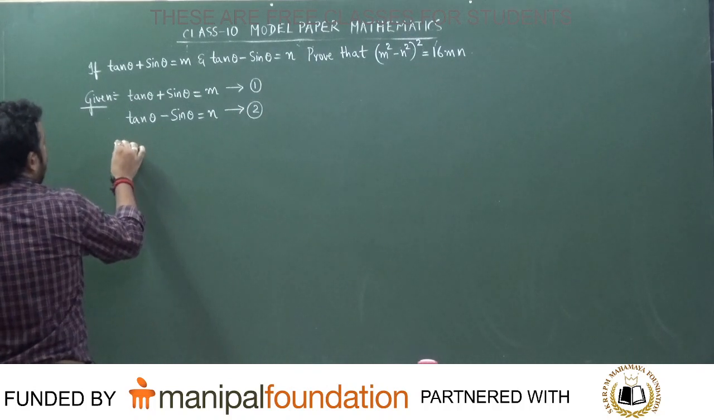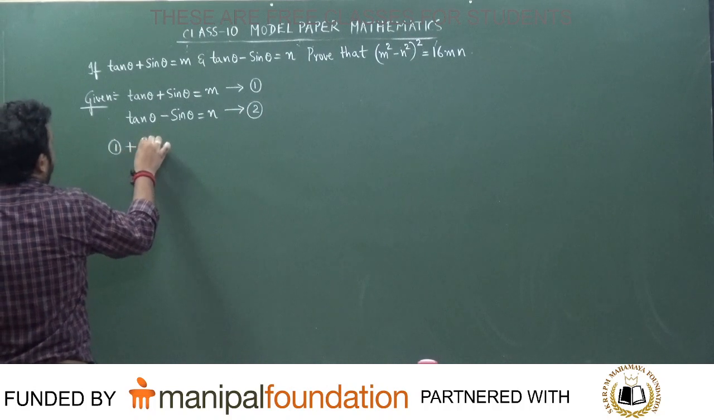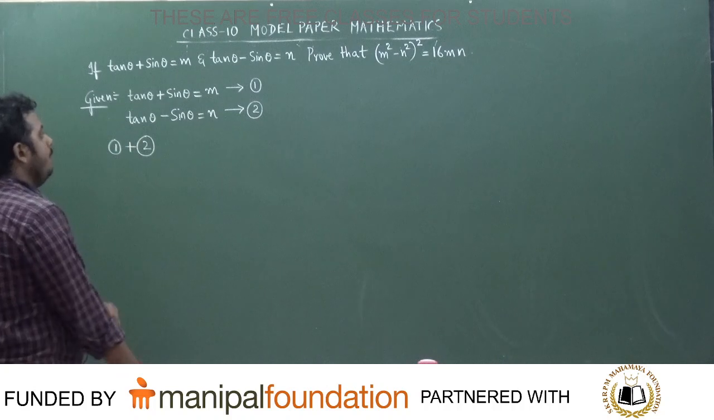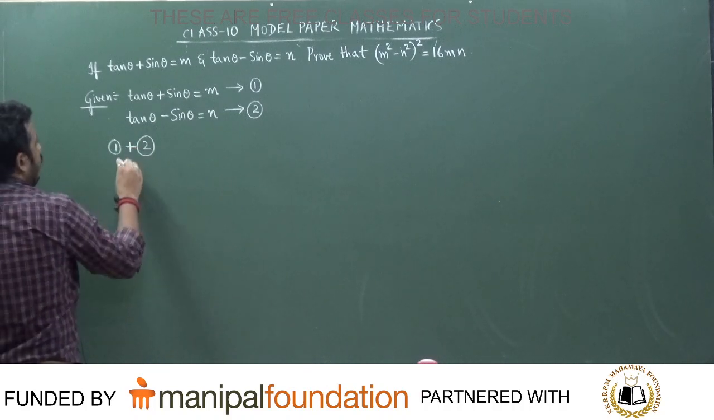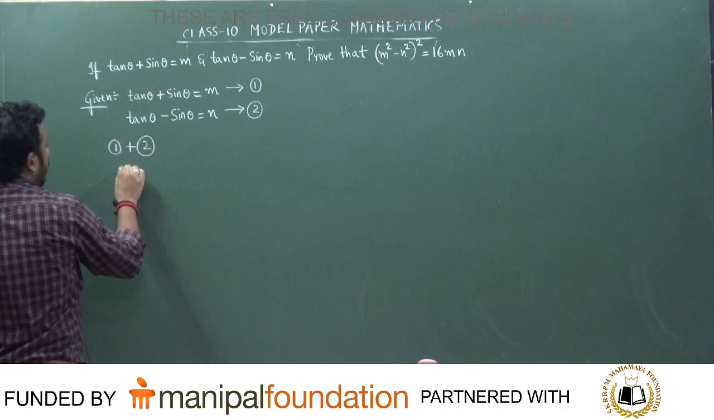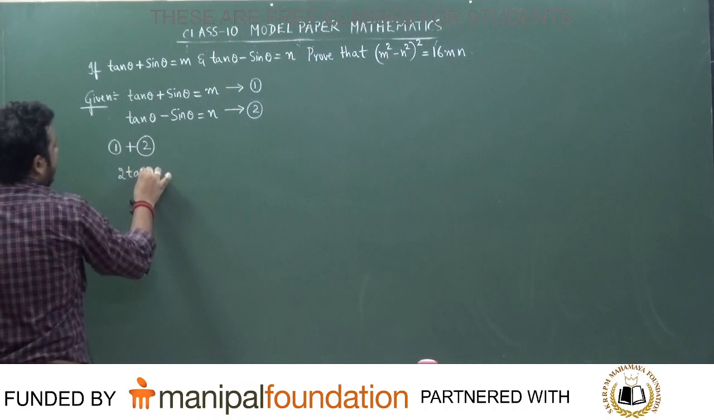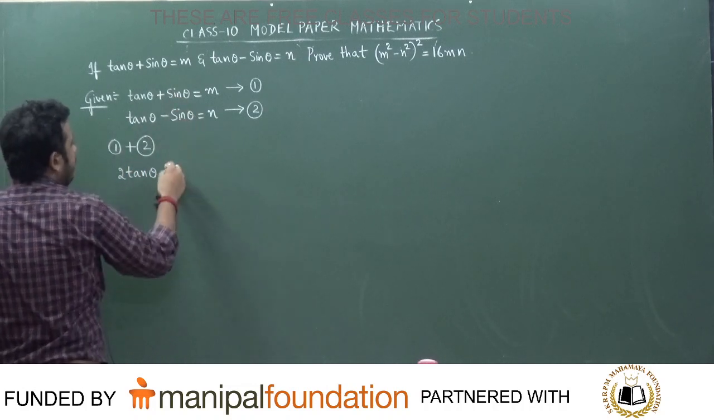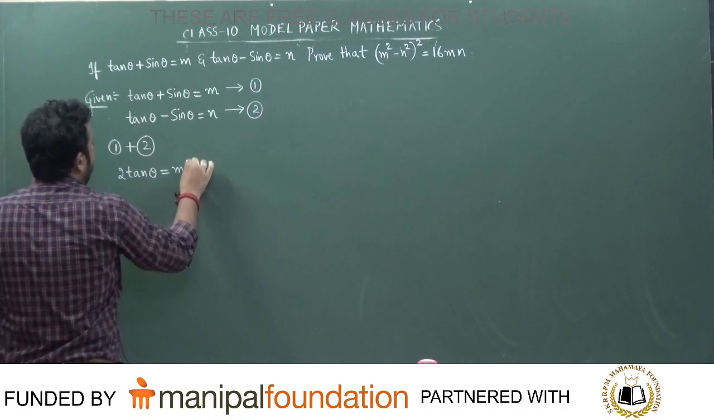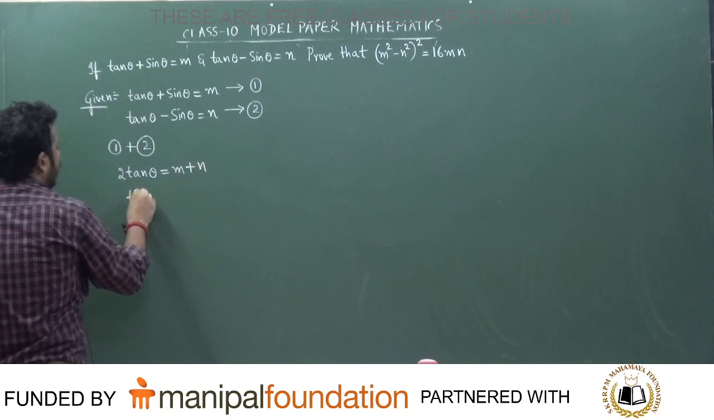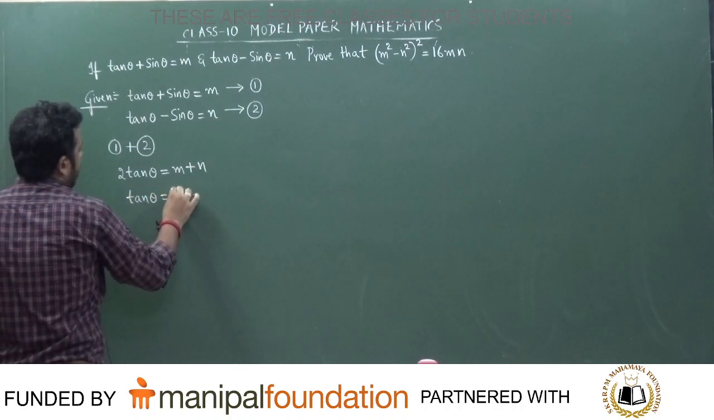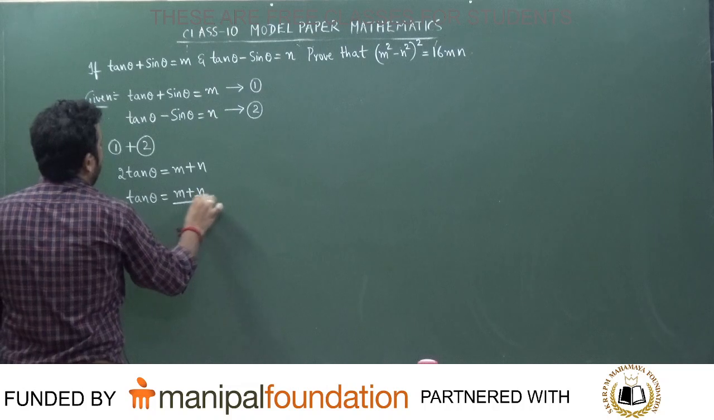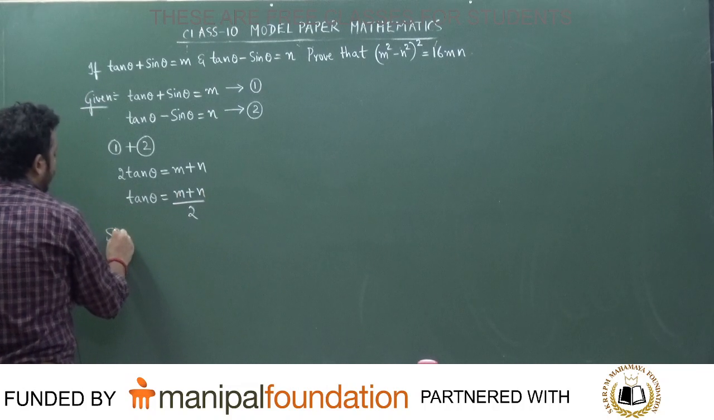First you do equation number 1 plus equation number 2. So can you tell me what is the value of equation 1 plus equation 2? When you do, you will get tan theta plus tan theta, 2 tan theta, plus sin theta minus sin theta will get cancelled. What is the answer that we get? m plus n. So tell me, what is the value of tan theta? Tan theta will be equal to m plus n divided by 2.